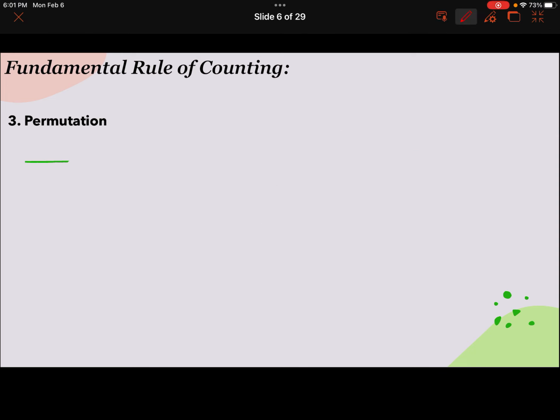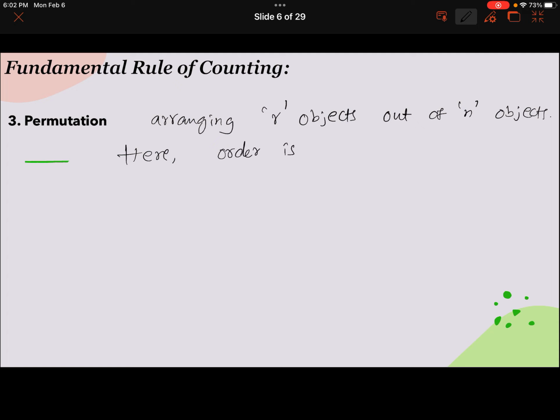The next rule of counting is permutation. Here, we are arranging r objects out of n objects. Here, order plays a major role. We should understand the problem, whether it is asking for selection or arranging. Permutation nPr equals n factorial by n minus r factorial. We can write it like this as well.